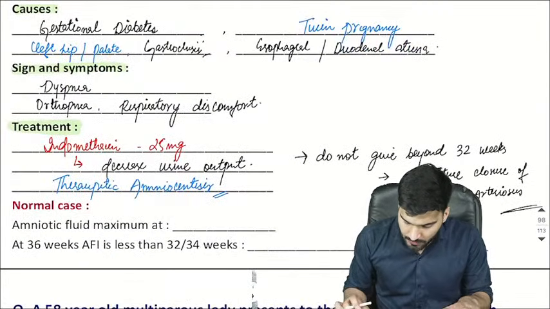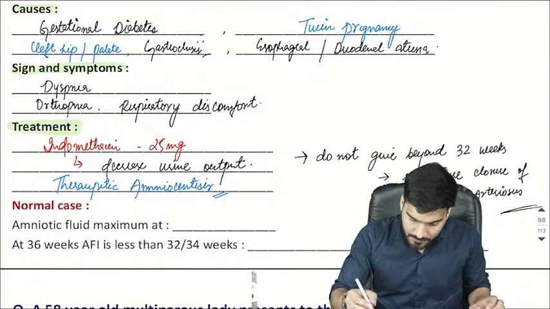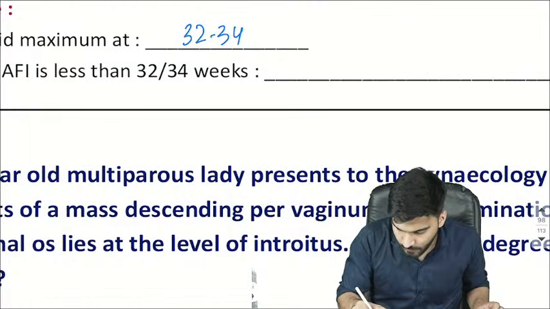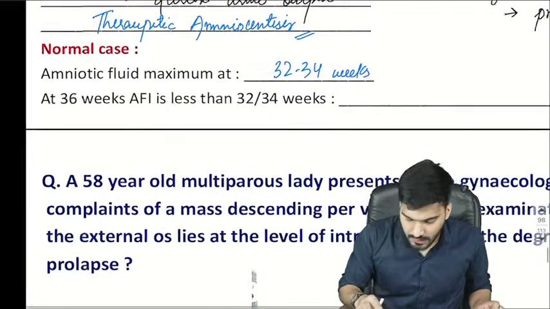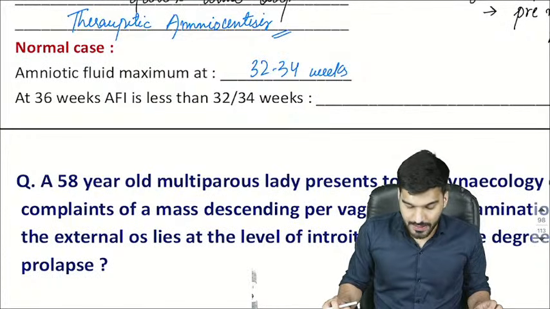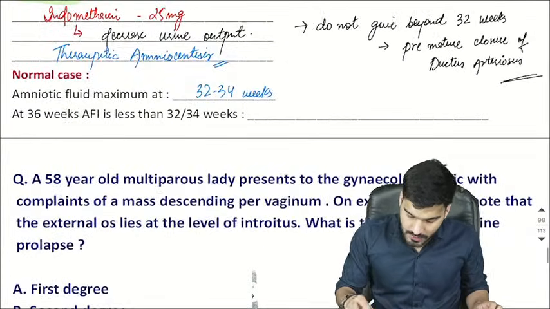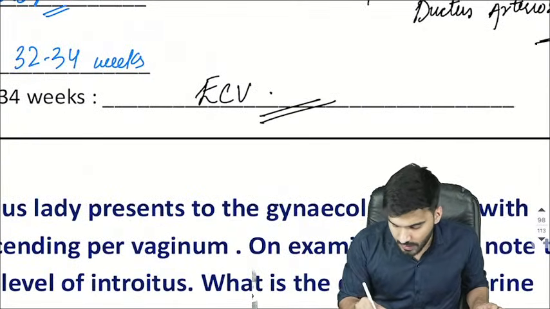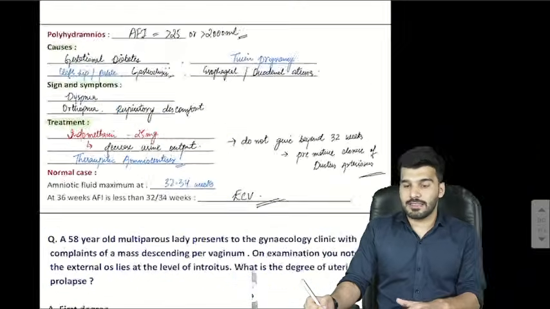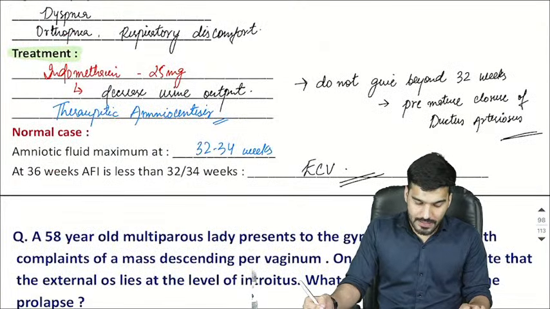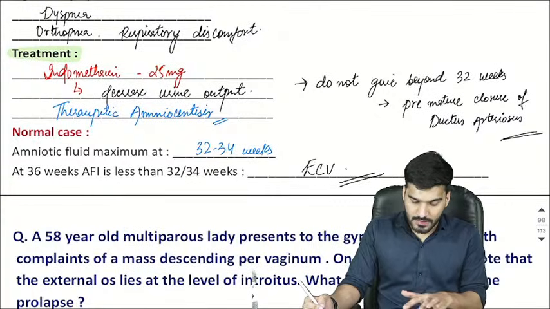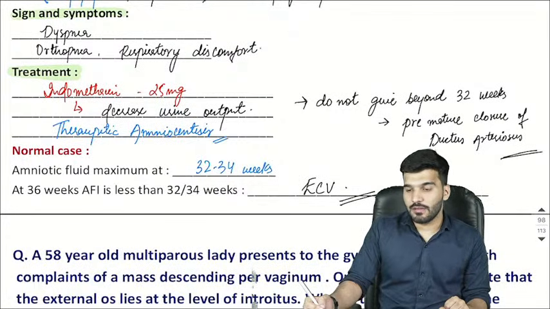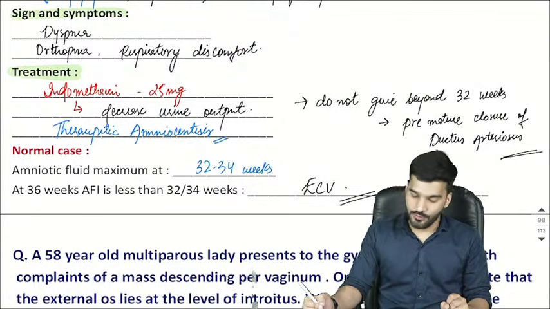Is that clear? Now amniotic fluid is maximum around how many weeks? It is maximum around 32 to 34 weeks. If at 36 weeks the AFI is less than at 32 to 34 weeks, so around 36 weeks we can go for external cephalic version. Clear to everybody? Yes. So that's all about the amniotic fluid disorders, oligohydramnios and polyhydramnios.